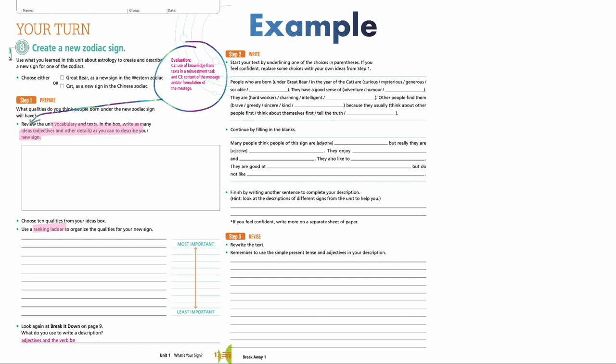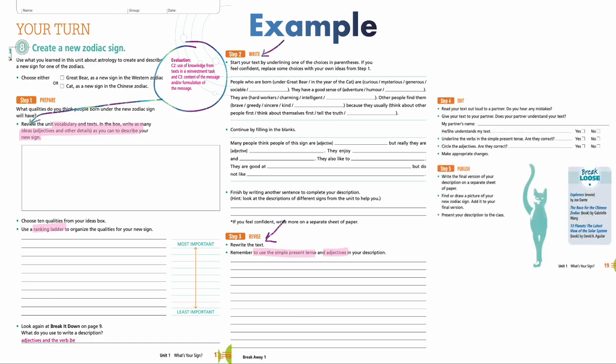Step 3 is revise. So they're rewriting the text. They look at what they've already written, write it out once again, but make adjustments as they write. So write and revise. You're going to see too in these instructions that they've been asked to really use the simple present tense and adjectives in their description. That's a reminder again that that's what they're going to be evaluated on, the simple present tense and adjectives. They need to get that correct.